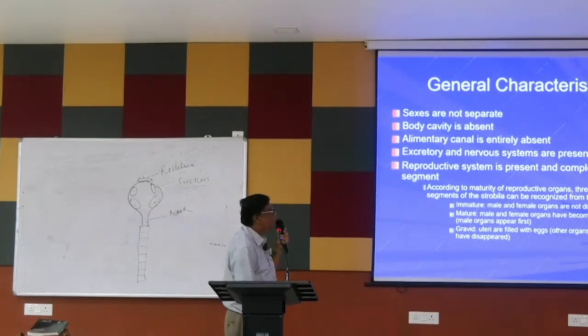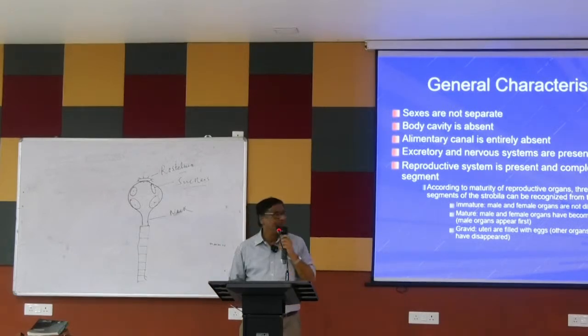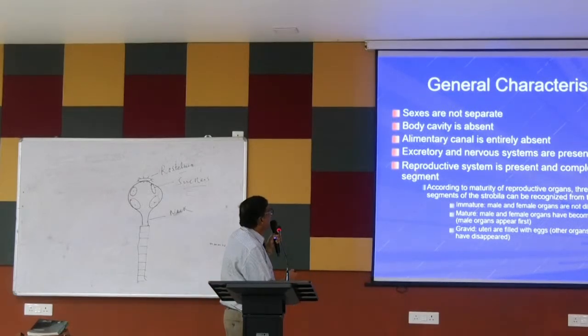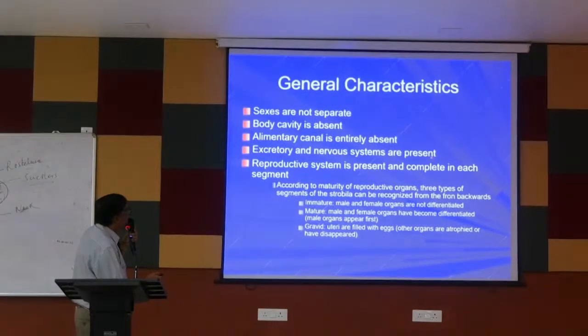The body cavity is absent. No coelomic cavity, and the alimentary tract is absent. The excretory and nervous systems are present but partially developed. The reproductive system is present and complete in each segment.